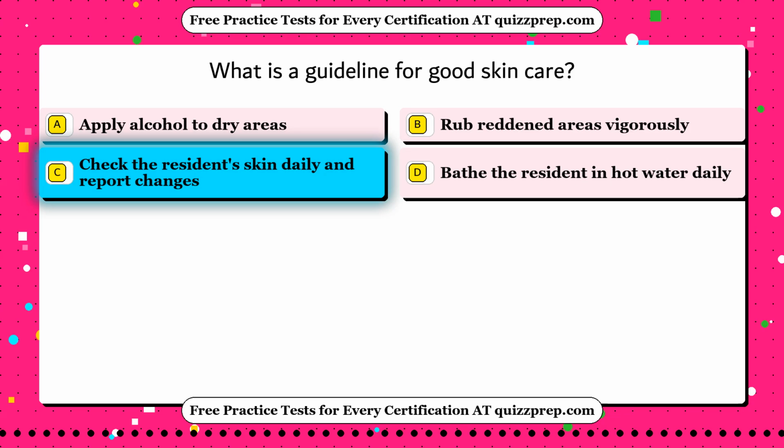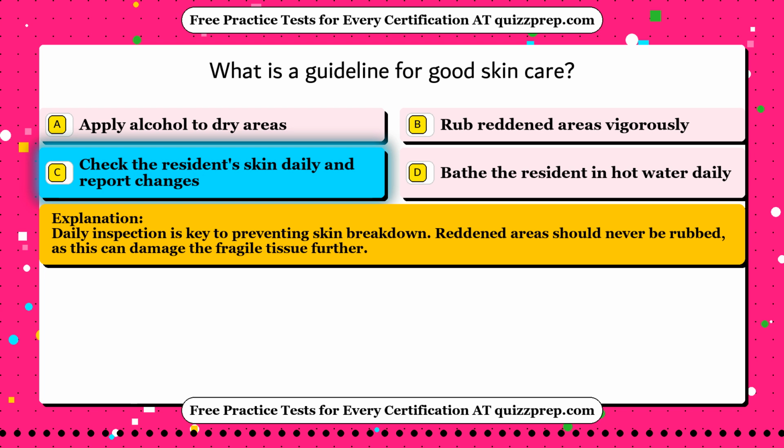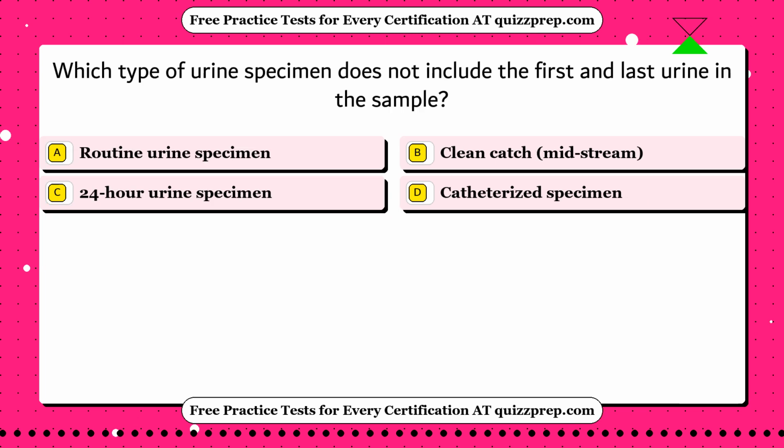The correct answer is option C. Check the resident's skin daily and report changes. Daily inspection is key to preventing skin breakdown. Reddened areas should never be rubbed, as this can damage the fragile tissue further. Question 65. Which type of urine specimen does not include the first and last urine in the sample?